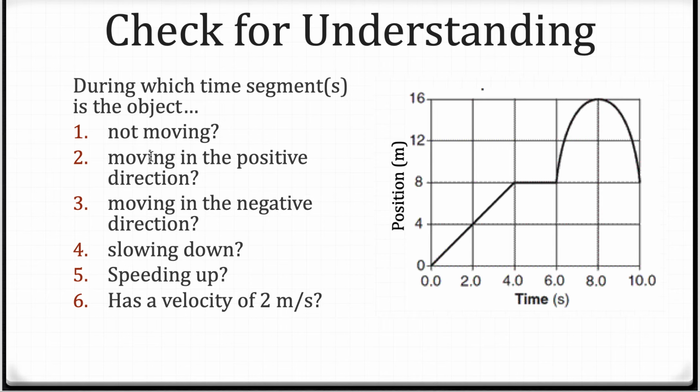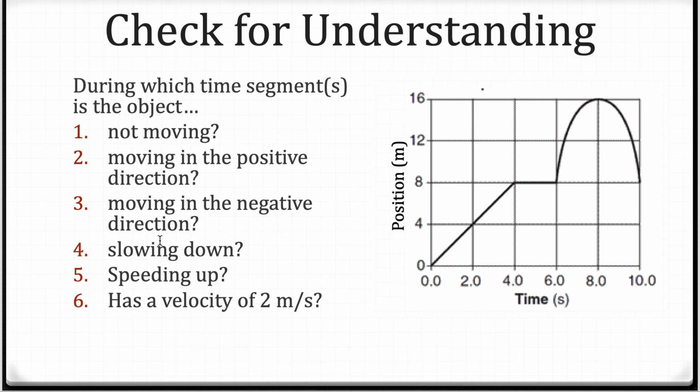All right, number 2, moving in the positive direction. So to find something moving in the positive direction, we are looking for a line that is going up on the graph or sloping positively. So we have 2 sections. We have 0 to 4 that's doing that, as well as 6 to 8 seconds that are moving in the positive direction. For number 3, moving in the negative direction, we are looking for something sloping negatively or headed down on the graph, in which case from 8 to 10 seconds, we have that.